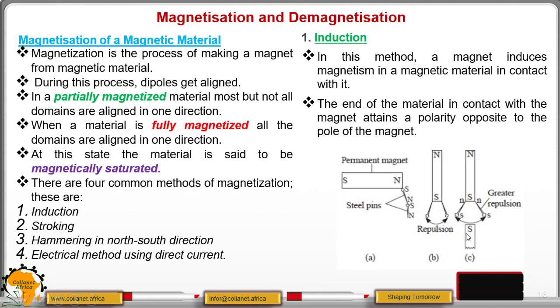Now when you bring another permanent bar magnet closer to this one, you will find that the repulsion will be increased, because if this is south, this is north, this is south, this is south, and then you are bringing another south, all these are like poles, so there will be a greater repulsion.